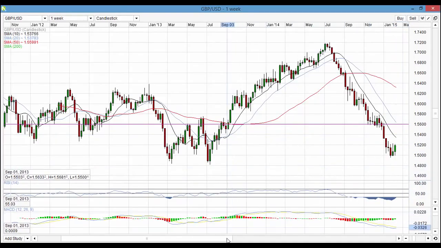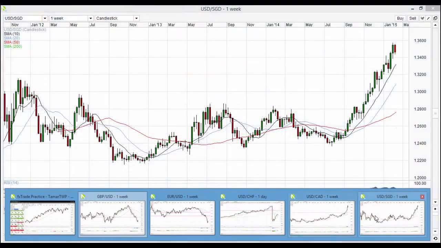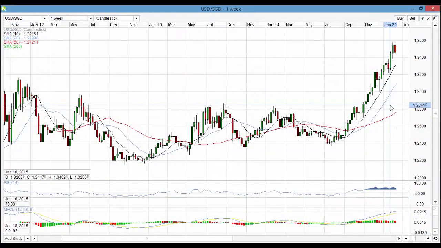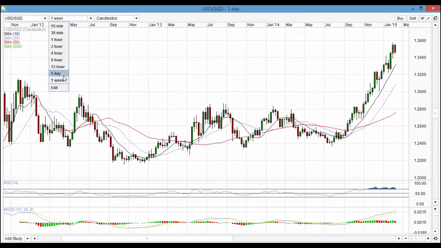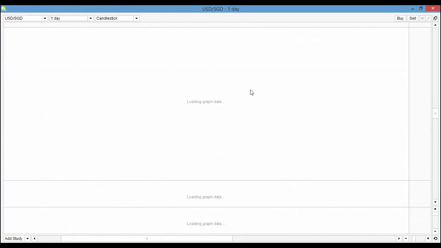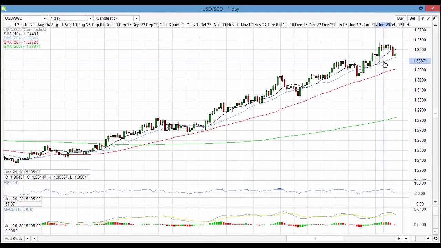Another example of the strength of the US dollar, however not as overextended, is dollar sing. Beautiful uptrend here on the weekly, again a little bit overextended. A pullback into this level of 1.33 is what I'll be looking for, and then I'll go down the time frame, say for example the daily or even the 12 hours, and I would look for trading opportunities as the market gives me indication that the pullback is over and it's ready to continue in the overall direction of this uptrend.